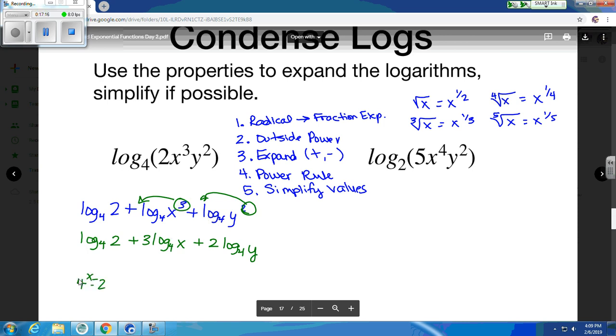4 to what power is equal to 2? Well, the square root of 4 is equal to 2. That would be 4 to the 1/2 power. So my exponent here would be 1/2. So now I have 1/2 plus 3 log base 4 of x plus 2 log base 4 of y.